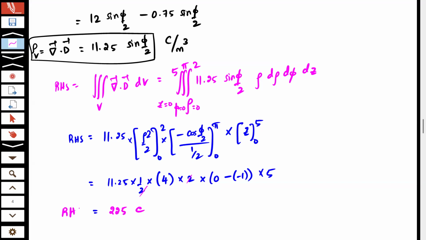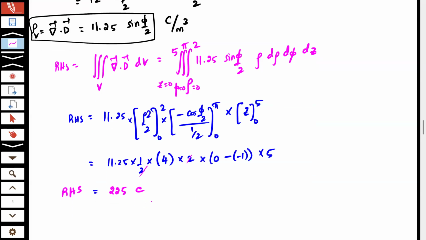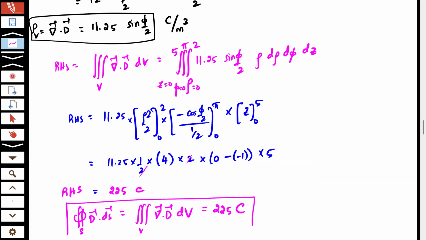So that is the right hand side. So I can write the right hand side and left hand side together. Closed surface integration D dot dS equals volume integration del dot D dv. Both are becoming 225 coulombs. So thereby we are proving the divergence theorem, taking the vector D in the cylindrical system as per the given volume in the question.